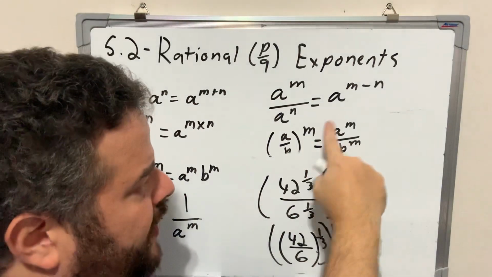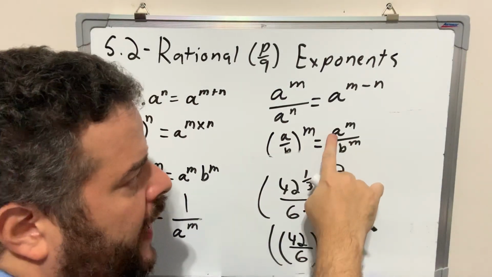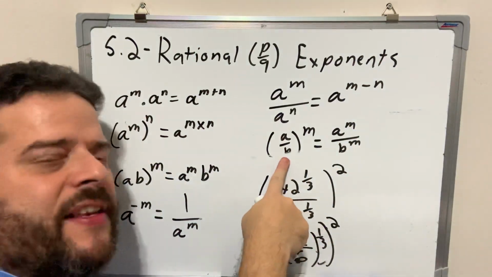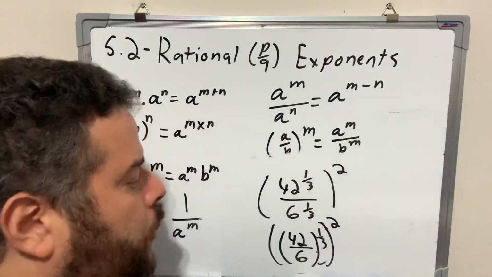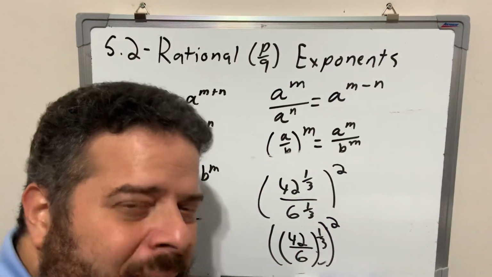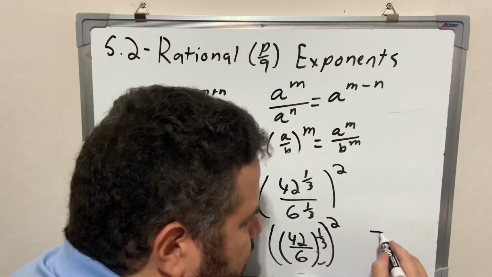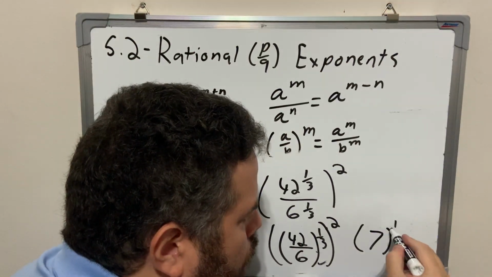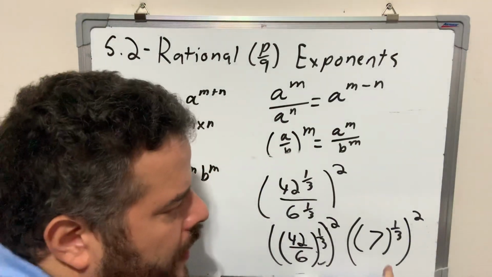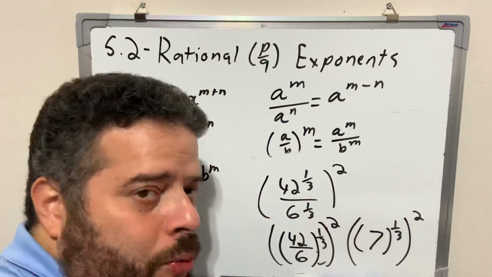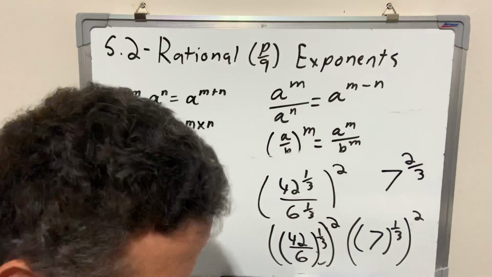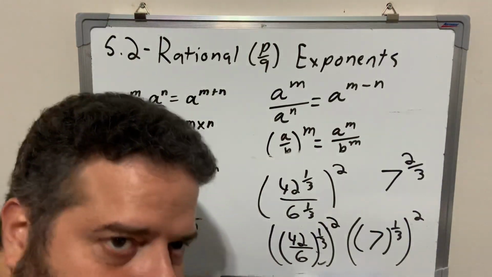I went from this expression, a number to an exponent, and a different number to the same exponent, to this expression. And why do I do that? Because now I can divide. What is 42 divided by 6? 7 to the 1/3, and this is elevated to the second power. Now, power of a power, you multiply, and you're left with 7 to the 2/3. Again, you need to practice.